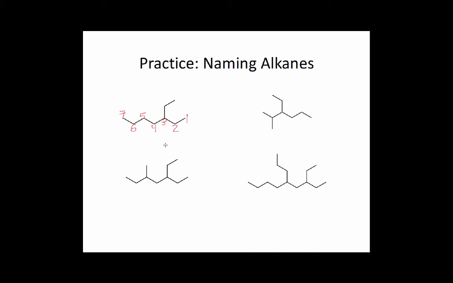And we know now, because we have 7 carbons and there are no double bonds, that we have heptane as our base molecule. And now we have to name this substituent. The substituent has 1, 2 carbons in it, so this is an ethyl group. And it's attached at the 3rd carbon of our chain, so we're going to call this 3-ethylheptane. That's our first molecule.